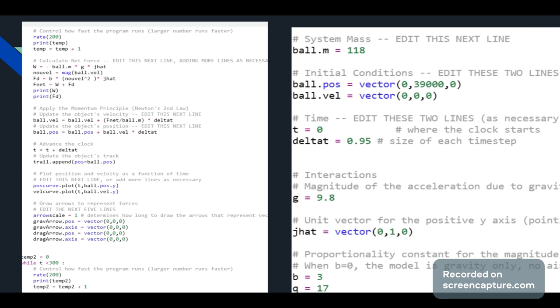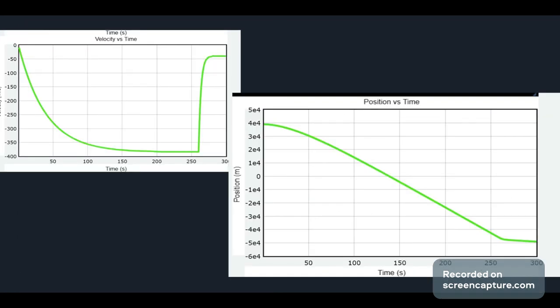Then I modified the initial mass, or the system mass, and I changed the position to be his initial position of 39,000 meters above the surface of the Earth. I changed delta t, and I modified the drag coefficient based on experimental manipulation. These are the graphs produced.